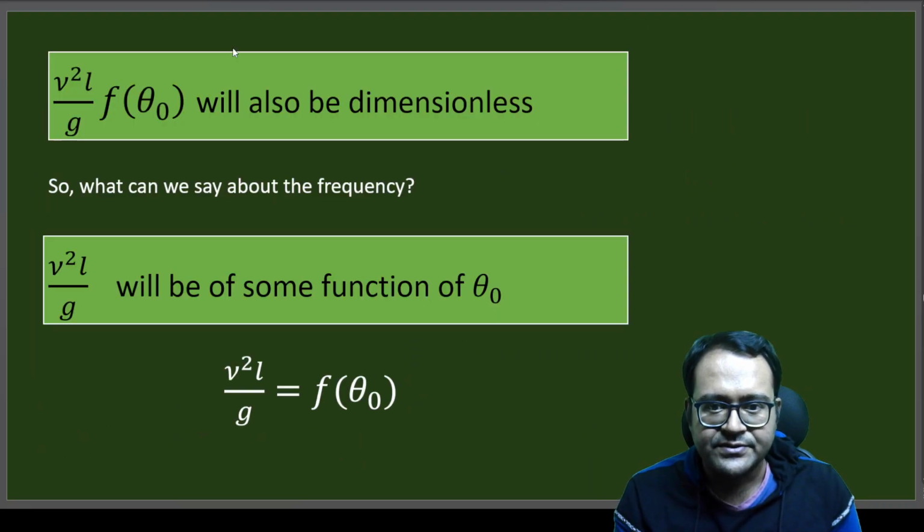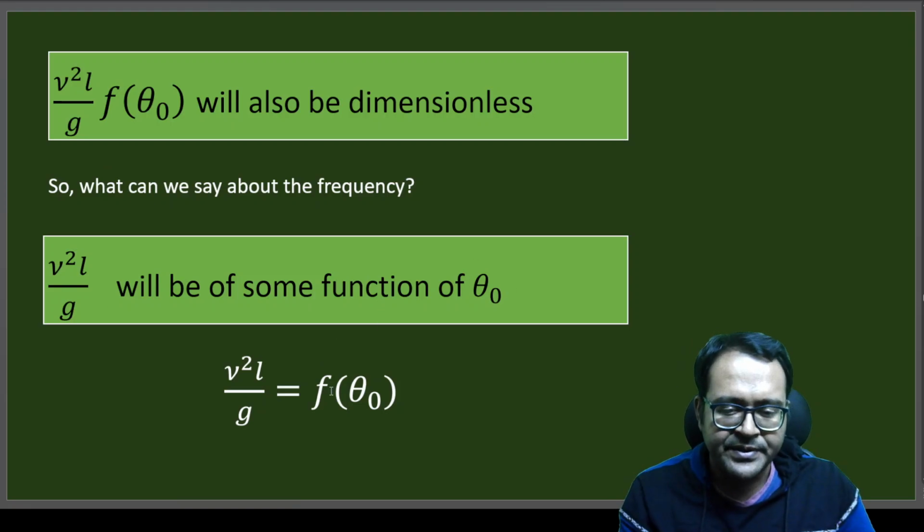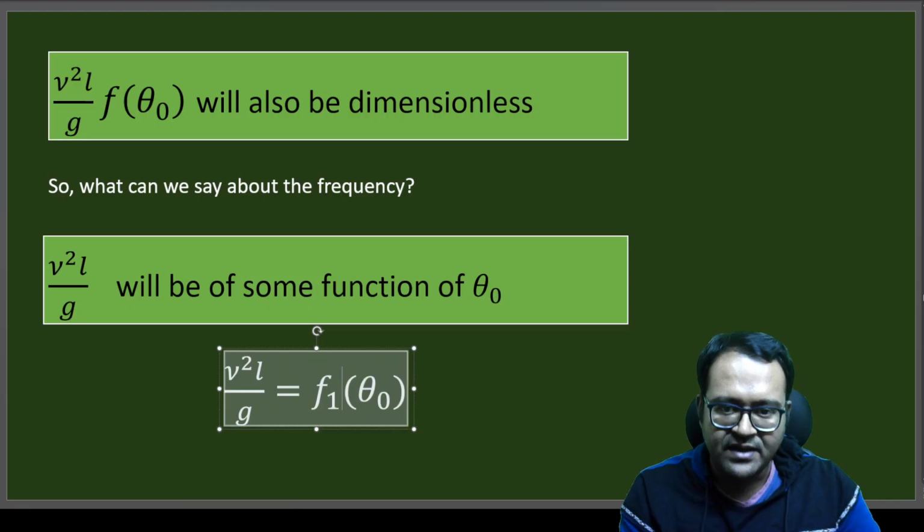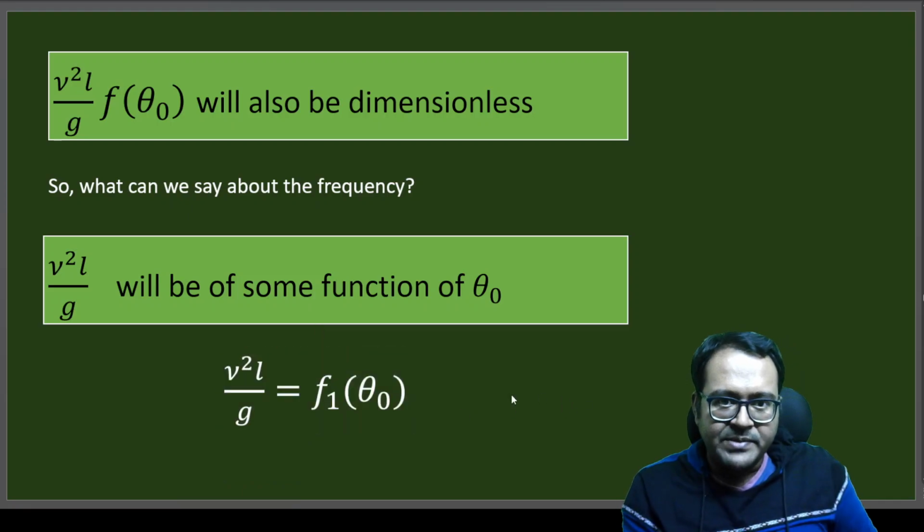Okay, so this I have already told you. So this is dimensionless. So what can we say about frequency? If this is dimensionless, then nu square L by g will be some function of theta. So we can say it is a function f of theta. So this f and the earlier f are different. So let's say we call it, say, f1 of theta. Not a problem.